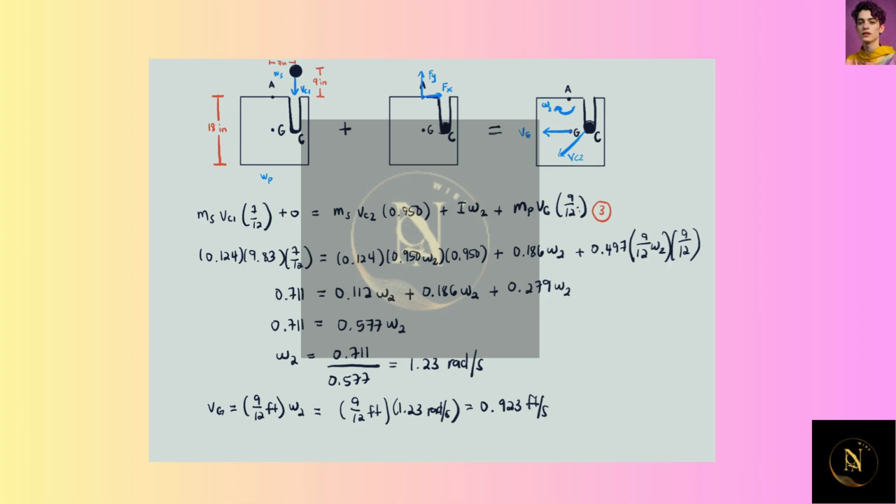foot per second. Now, if you want to get the value in inches, because the original given values are in inches, we can convert this to inches per second. So 0.923 foot per second times the conversion factor, 1 foot is equal to 12 inches, would be equal to 11.1 inches per second.